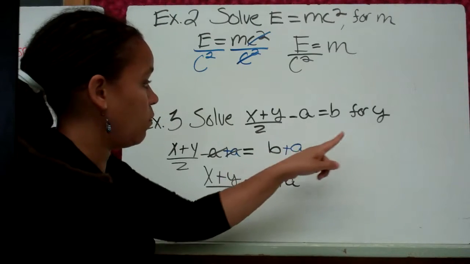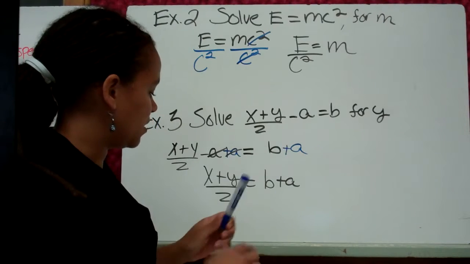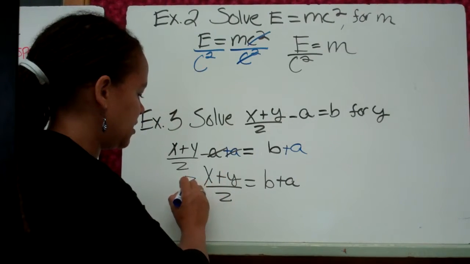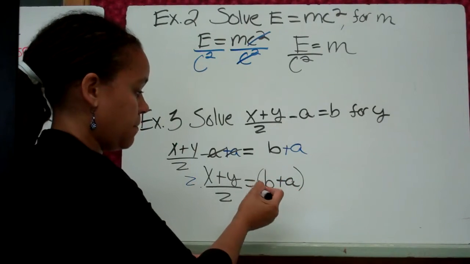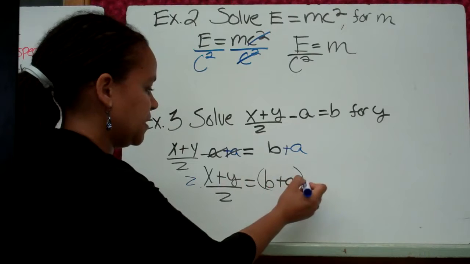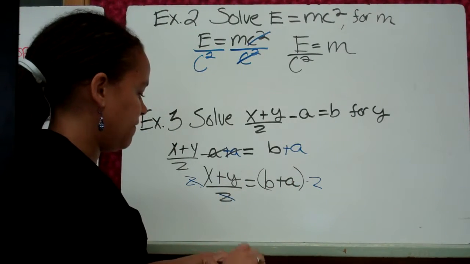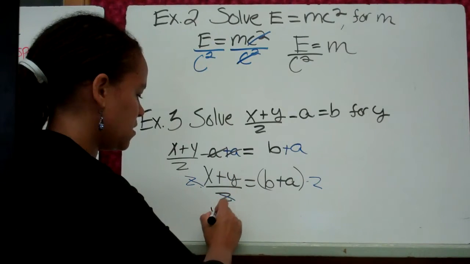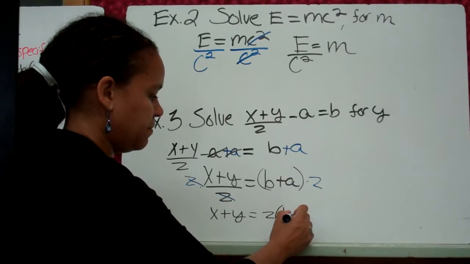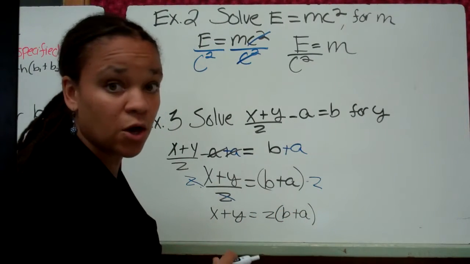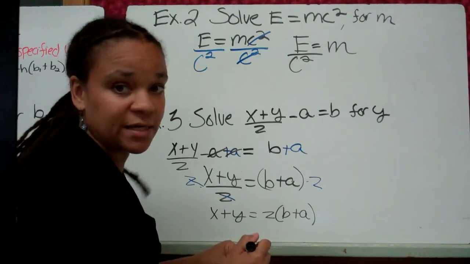Not finished yet, I need to get y by itself. The next thing I need to do is get rid of the z in the denominator. So let's multiply both sides by z. And remember, this is the quantity b plus a. If we multiply this by z and multiply this by z, these would cancel out. I'd be left with x plus y is equal to z times b plus a. Remember, multiplication is commutative, so I can have the z in the front or the end when I'm multiplying, it doesn't matter.